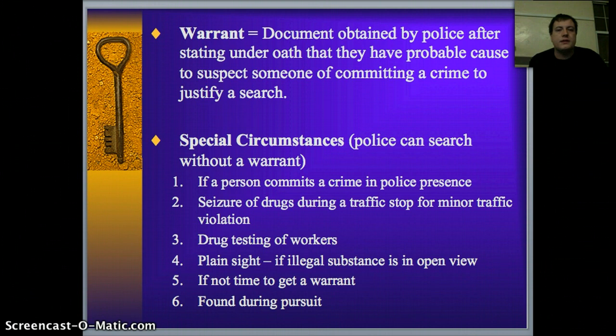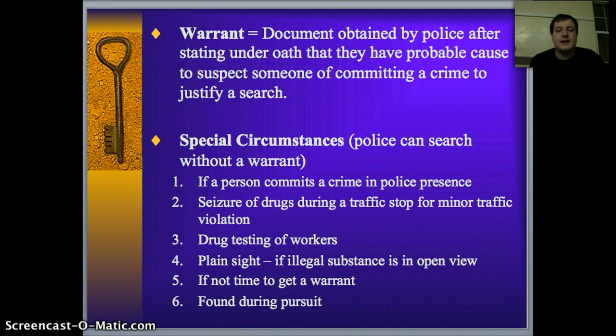If in the course of stopping you, say for a speeding violation, you give them probable cause to think that there might be drugs on your person or in your car, and that could be a legal search. Drug testing of workers. Workers cannot say that it's an illegal search because in most cases it's not the government doing the searching. However, that drug testing can be a condition of employment.